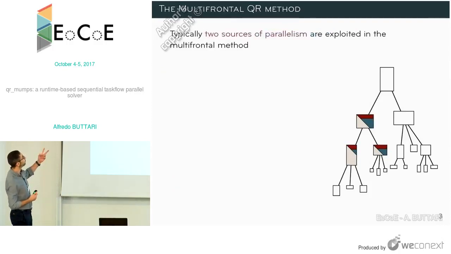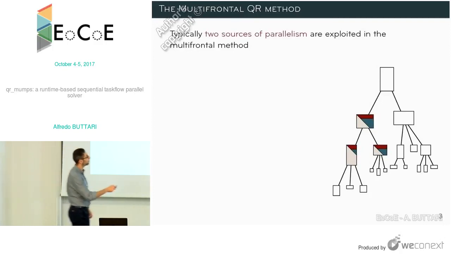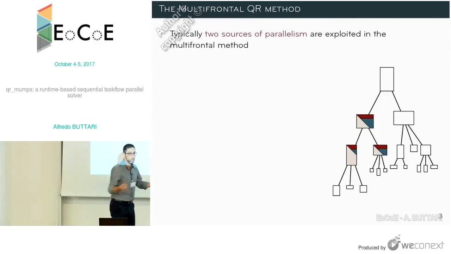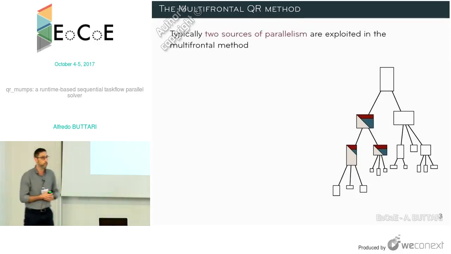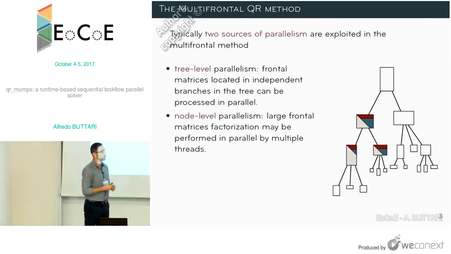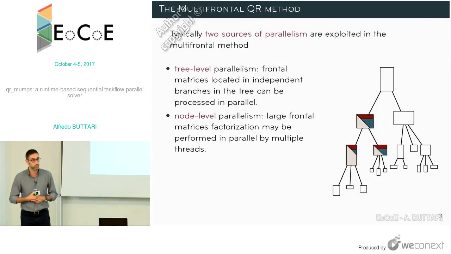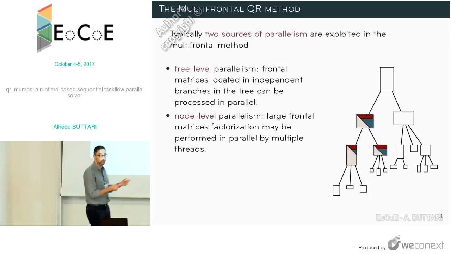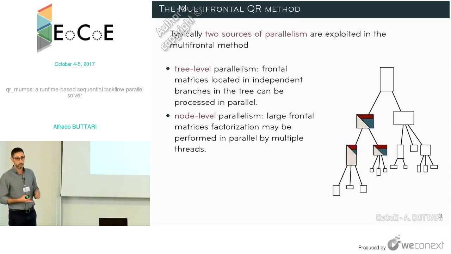We have two sources of concurrency here. One which we call tree-level concurrency, because nodes that belong to different branches are independent and thus they can be treated in parallel, at the same time. We also have node-level parallelism, coming from the fact that these frontal matrices can be quite large, and then we can use multiple processes to treat each one of them. In practice, this elimination tree can have as many as 100,000 nodes, and frontal matrices can be as small as 2 by 2 and as big as 100,000 by 100,000. So this is a very large, heterogeneous, and irregular workload.